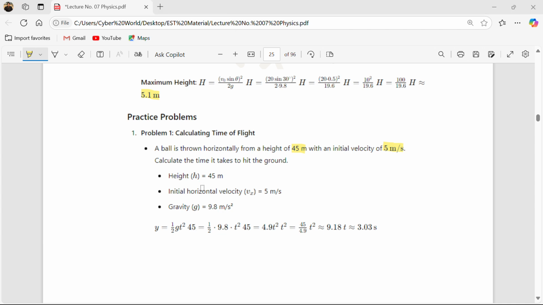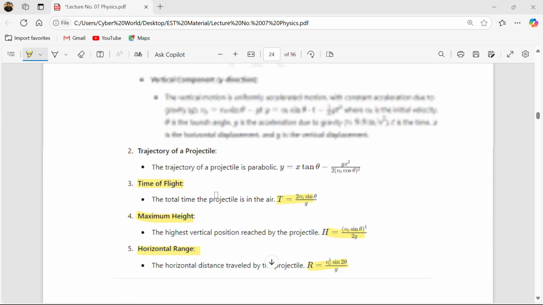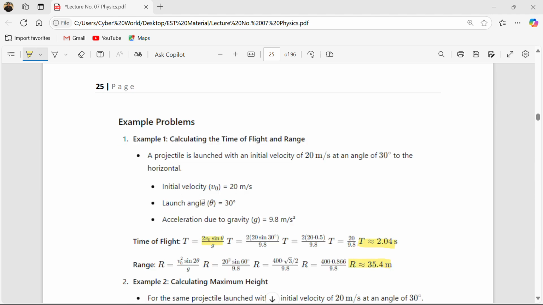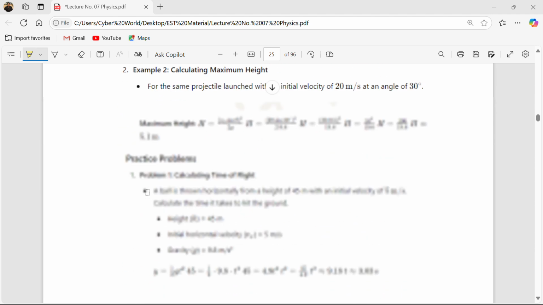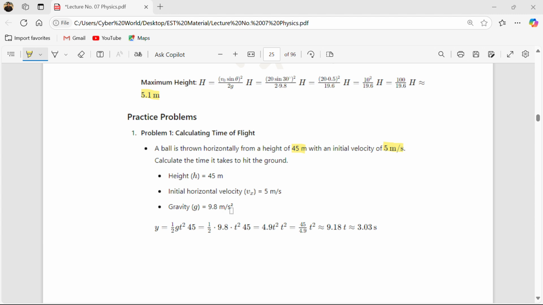In this scenario, no angle is given, but you have to find the time of flight. So we have to use the formula which I mentioned here, the vertical component. Because in this scenario, a ball is thrown from a height with this initial velocity, and you have to find the vertical component, meaning the time of flight.